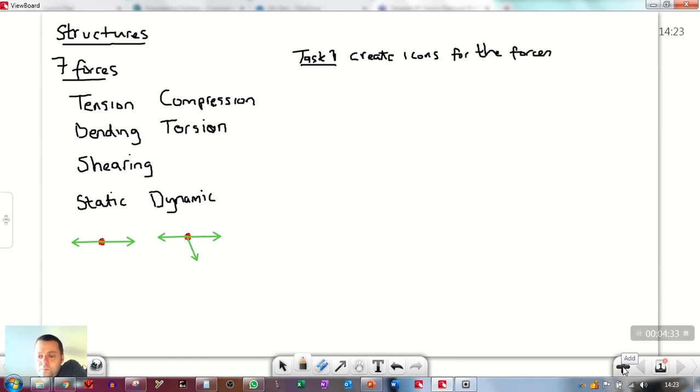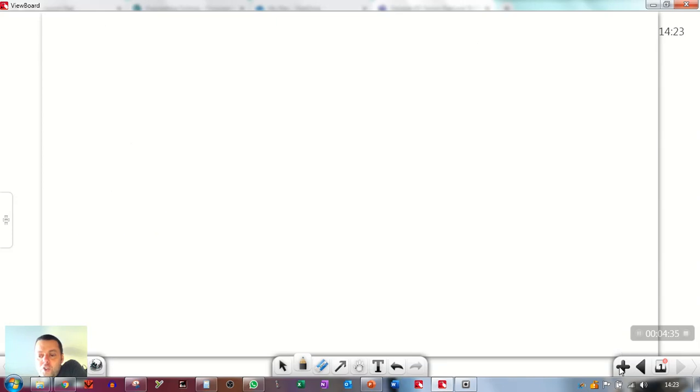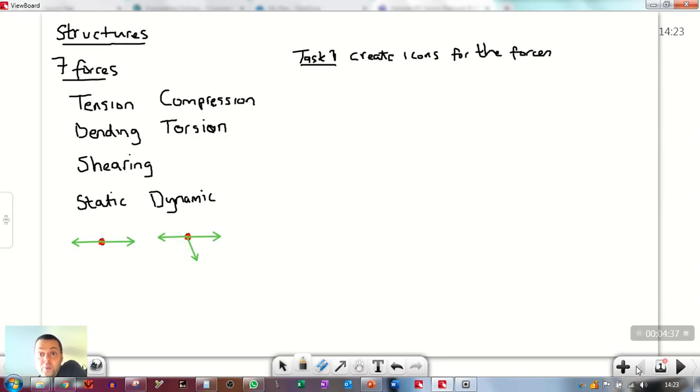So those are the seven forces. The next bit that we're going to move on to is, you can pause the video now and do task one, do it in your Jota or do it electronically, I don't mind. And then pick the video up again.